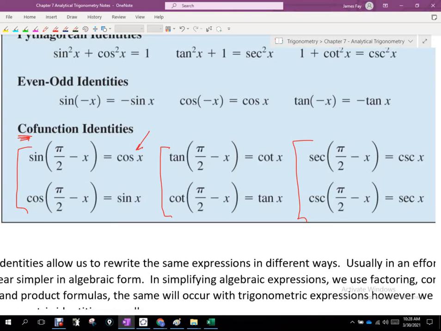If I add those arguments, pi over 2 minus x, and x, in each one of those, what's pi over 2 minus x plus x? Pi over 2, right? The x's cancel out, right? And what's pi over 2 in regards to degrees? 90 degrees. And 2 angles added together that give you 90 degrees are complementary, which is this co-idea.